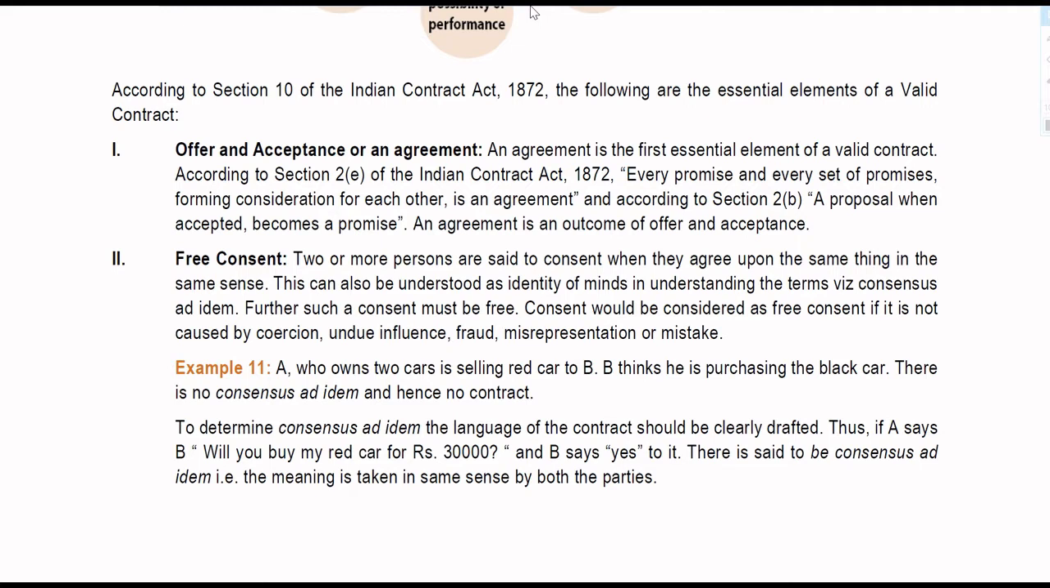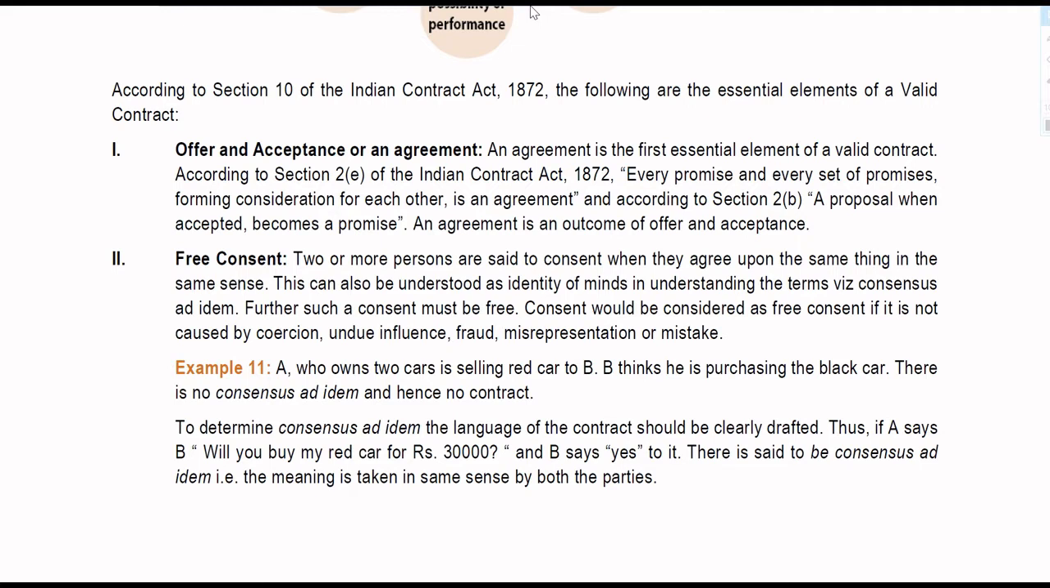Further, such a consent must be free. Consent would be considered as free consent if it is not caused by coercion, undue influence, fraud, misrepresentation, or mistake. Example: A, who owns two cars, is selling the red car to B, and B thinks he is purchasing the black car. There is no consensus ad idem, and hence no contract.